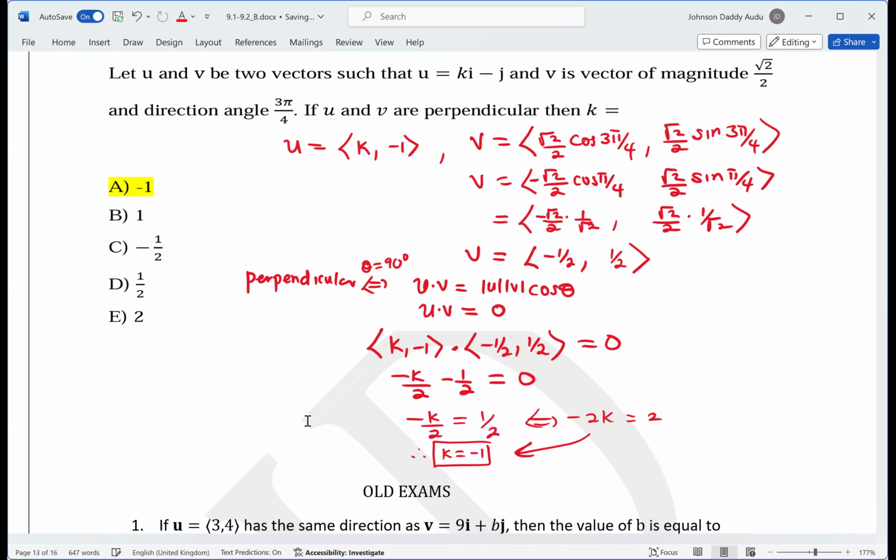All right, so that will be the end for this video. Here we covered the angle between two vectors as well as dot products. The next, which will be the last for this section, we'll be looking at some old exams.